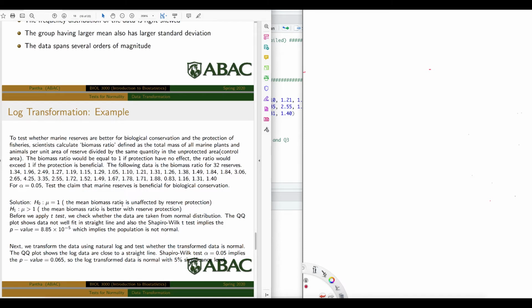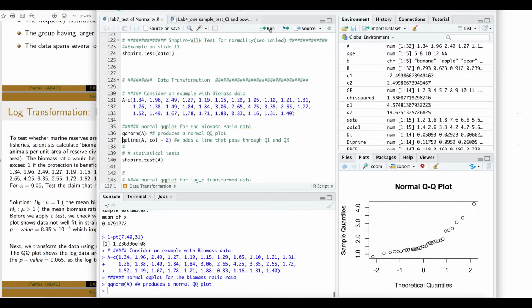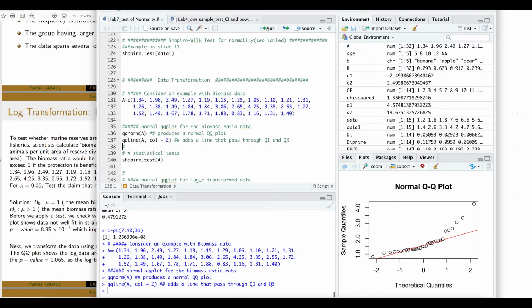Let me show that. What I want to do first is copy and paste this data into R. That is A equals the whole data set. Let me run that one. Now let us do the QQ norm. This is the QQ norm plot, and if you do QQ line, this is what you see. It looks like some of the data are not close to the line, and on both endpoints they are not close to the line. But we cannot say for sure from this plot alone whether the data are normal or not.